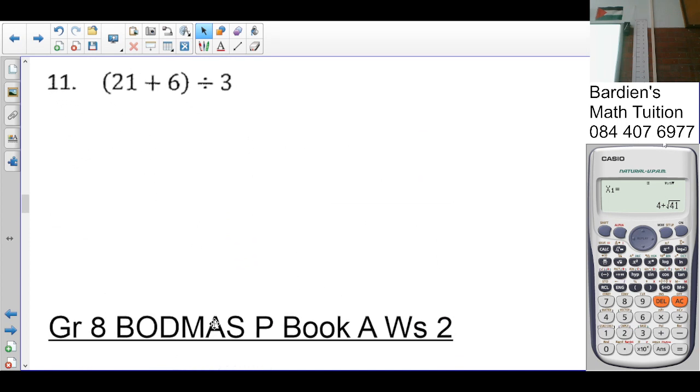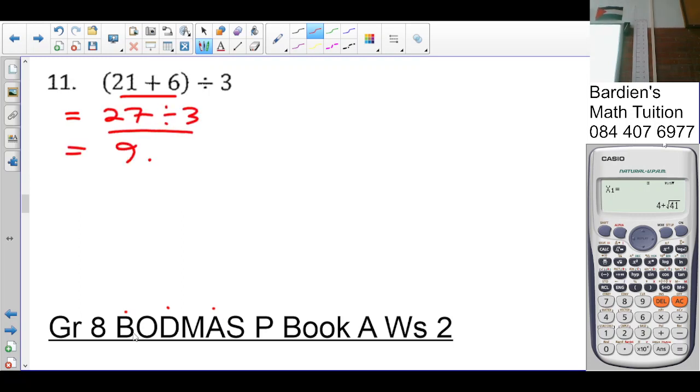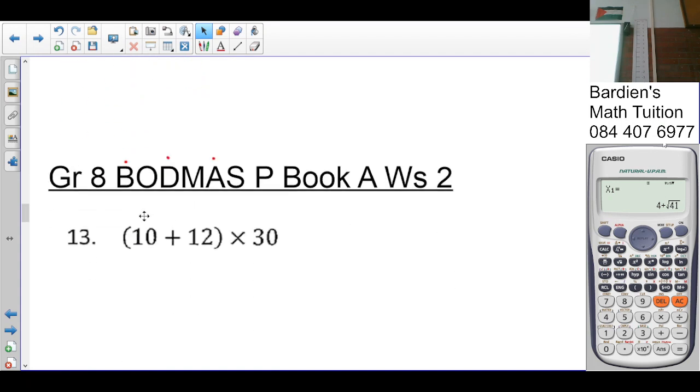In the sum we have brackets and addition and division. So what needs to be done first? Brackets. Addition is inside the bracket. 21 plus 6 is 27 divided by 3. What's 27 divided by 3? 9. Who got that sum right? Okay, nice. Number 13.